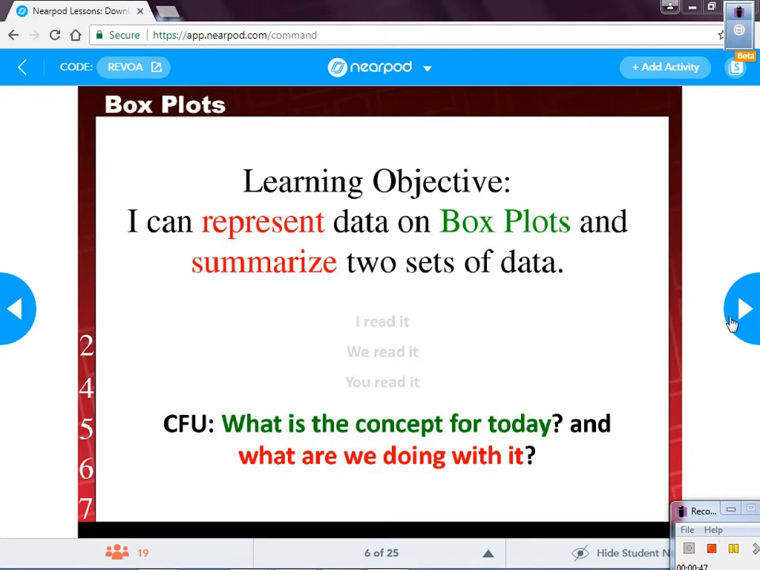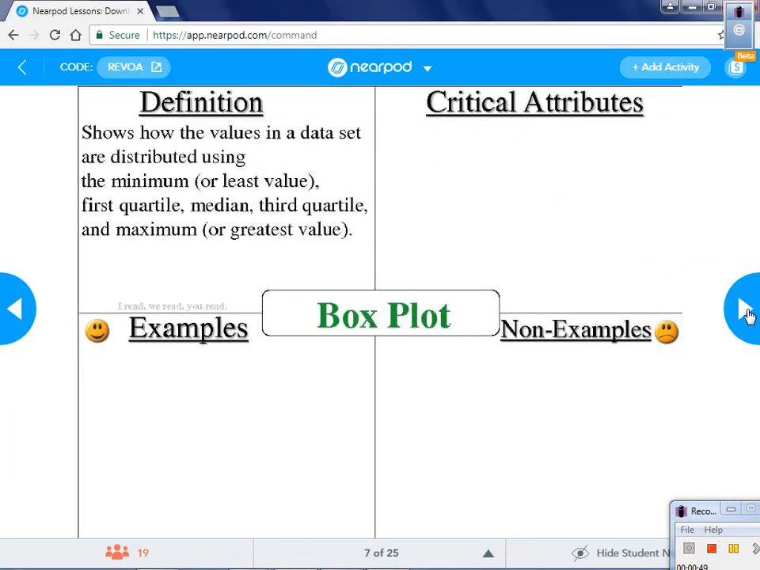So box plots, what are they? In your prayer model, write this down. A box plot shows how the values in the data set are distributed using the minimum, first quartile, the median, third quartile, and maximum. Now, the median, we already know that's Q2, right? Yes, Mr. Q. And the first quartile is Q1, and the third quartile is Q3. The only thing that's different here is that we're including the minimum, which is our least value, and the maximum, which is our greatest value.